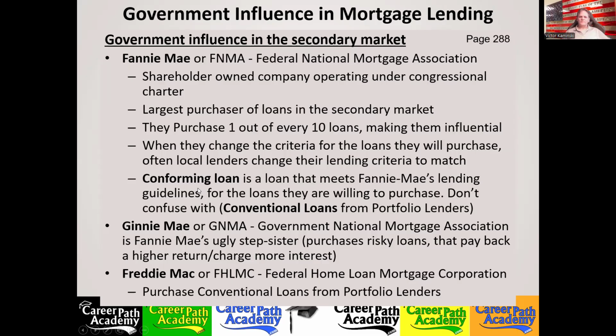So, a conforming loan is a loan that meets Fannie Mae's lending guidelines. Therefore, a non-conforming loan is one that does not, right? So don't confuse these with conventional loans, conforming and conventional. Conventional loans you get from portfolio lenders, and they don't conform to any third party's lending guidelines. Conforming loans are those that Fannie Mae is willing to buy. A lot of people confuse those two terms.